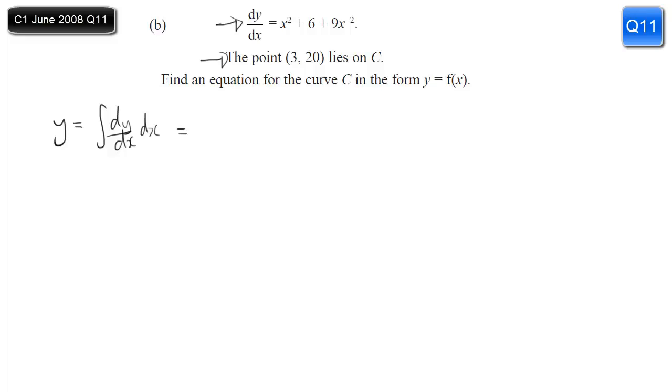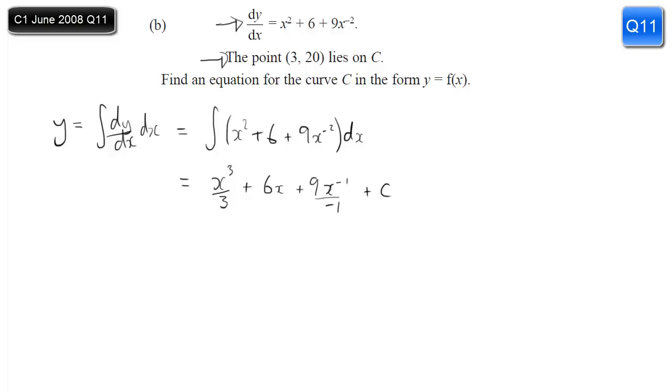So the integral of dy by dx, well, that's going to be the integral of x squared plus 6 plus 9x to the minus 2. Okay, we want to use this form rather than the form we were originally given, because this is something that we can integrate. Okay, so x squared becomes x cubed over 3. You raise the power and divide by the new power. A constant becomes that constant times x, so that's 6x. And 9, well, it's x to the power minus 2, so if you raise the power by 1, you get minus 1 divided by minus 1. And don't forget the plus c.